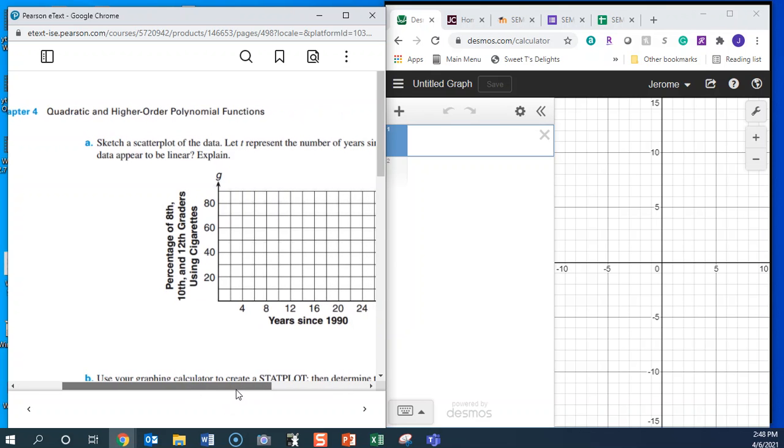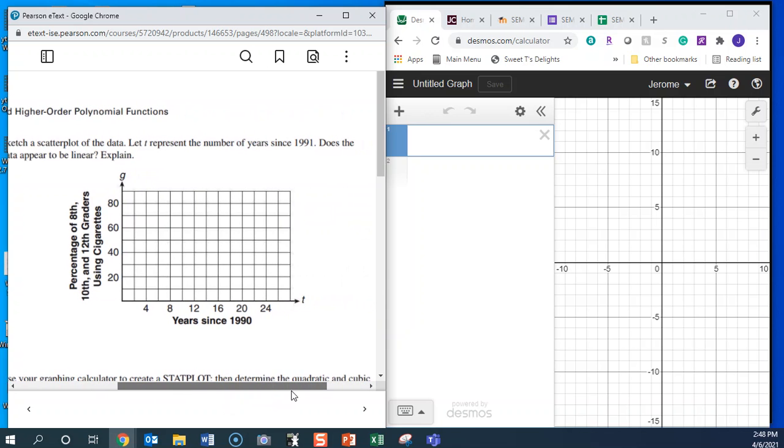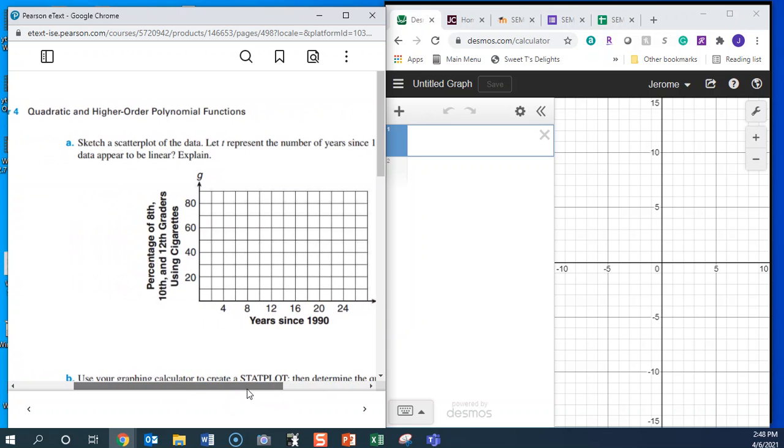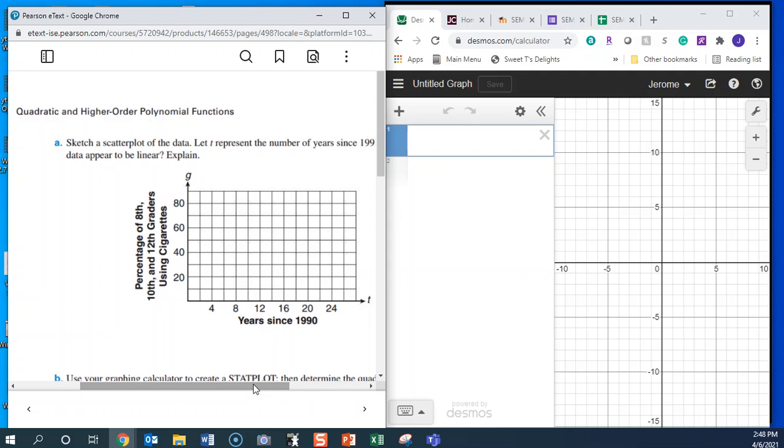It says, sketch a scatter plot of the data. Let T represent the number of years since 1991. Does the data appear to be linear? And explain. Okay, so we need to graph that table for part A. And then you all could plot the points inside of your textbook for when you all submit this to me.